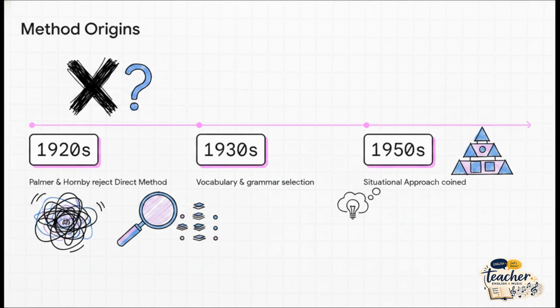It really lacked a systematic basis. They wanted something grounded in science. So throughout the 1930s, they literally conducted these massive frequency counts to figure out the most essential vocabulary and grammar patterns. By the time the 1950s rolled around, this highly structured, meticulously graded methodology had become the standard British approach, and it was officially coined as situational language teaching.